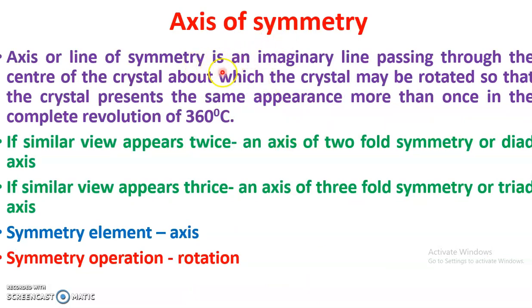Axis of symmetry. An axis or line of symmetry is an imaginary line passing through the center of the crystal about which the crystal may be rotated so that the crystal presents the same appearance more than once in the complete revolution of 360 degrees. If a similar view appears twice, it is an axis of twofold symmetry or dyad axis. If a similar view appears thrice, it is an axis of threefold symmetry or triad axis. The symmetry element is the axis and the symmetry operation is rotation.